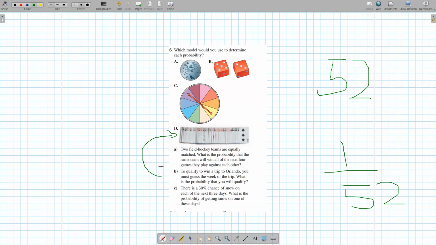Look at C. There's a 30% chance of snow on the next 3 days. What is the probability of getting snow on one of these 3 days? This one's tricky, yeah? You can use C, okay? And you can say 30% chance means there's 10 here, so that's 3 out of 10, right? You can say a multiple of 3, because that's 3, 6, and 9, yeah? So what is the probability that you get a multiple of 3? That will resemble option C, because the probability of that is 3 out of 10. And that's what this is, right? 30% means 3 out of 10. You kind of get that?